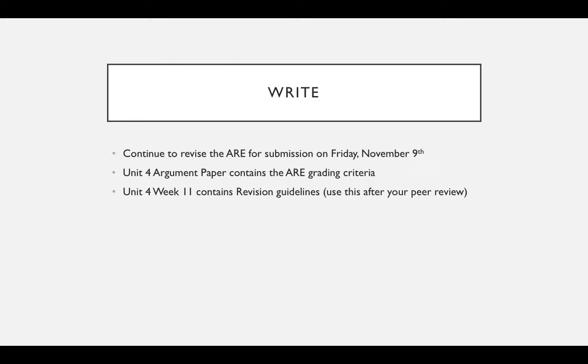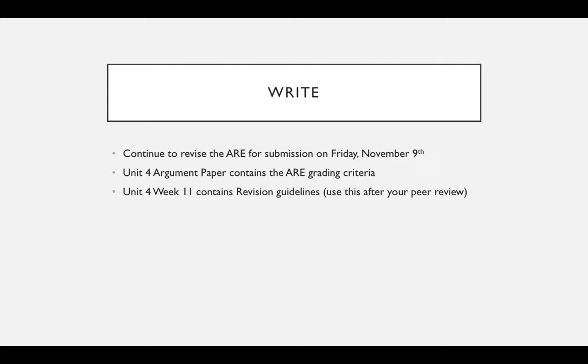This week you're going to continue to revise your ARE for submission by Friday, November 9th at 5 p.m. Unit 4 in the argument paper section contains the ARE grading criteria. I strongly recommend you go through this and check to make sure you have all of the parts. That is probably one of the biggest mistakes I'm finding from students, is they're not including a certain section. And if you don't have that section, you lose the points for it. So please go back and double check.